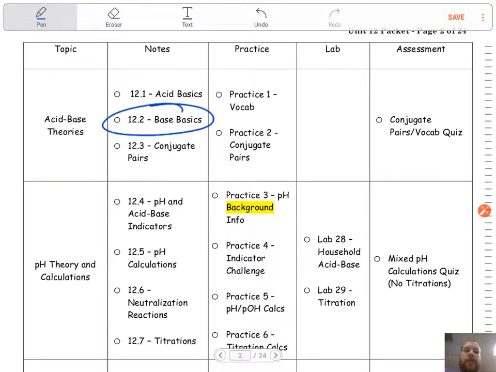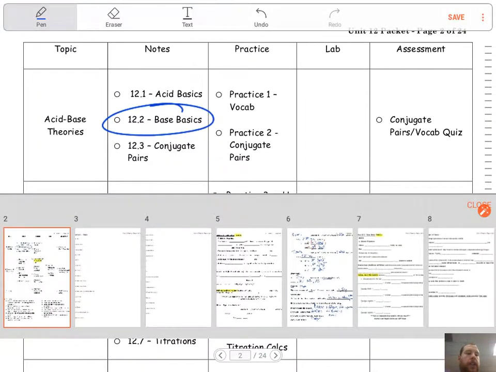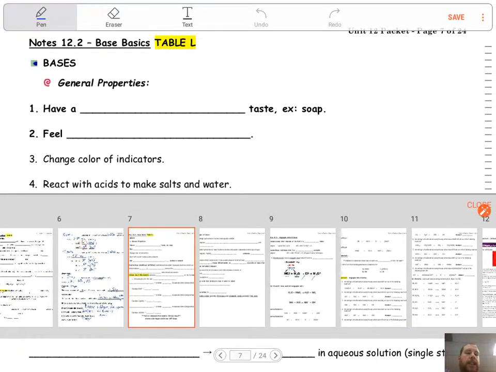Hey guys, this is video 12.2. We're going to be talking about base basics now. So kind of the opposite of what we just talked about in the last video with the acids. You're going to see some things that are similar but different.